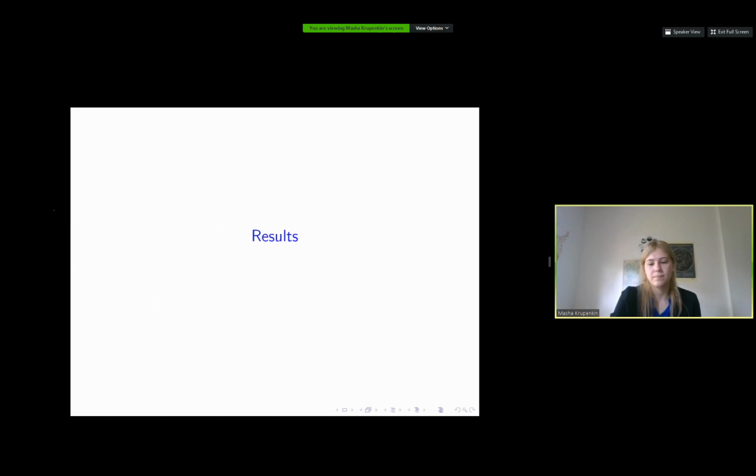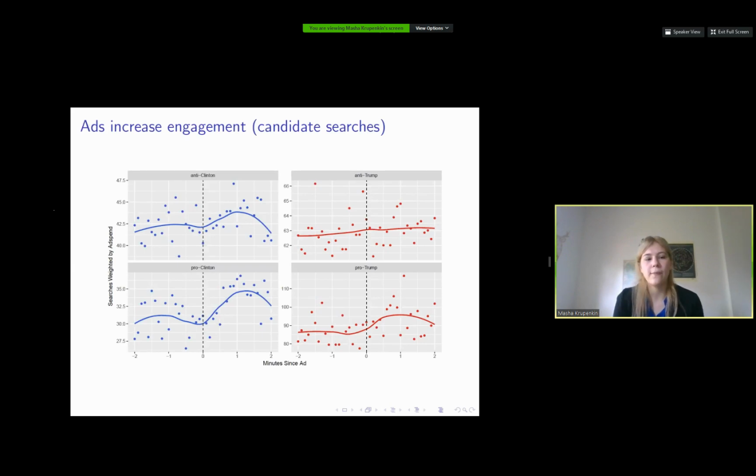So the results. Here we have a graph plot of these 4 different types of ads and the searches that occurred in the 2 minutes before and the 2 minutes after the ads were run. What we see here is a fairly clean bump in searches for 3 of these categories: these anti-Clinton ads, these pro-Clinton ads, and these pro-Trump ads. And the y-axis is the number of searches weighted by the ad spend of the particular ad. So we do see this clean bump there.